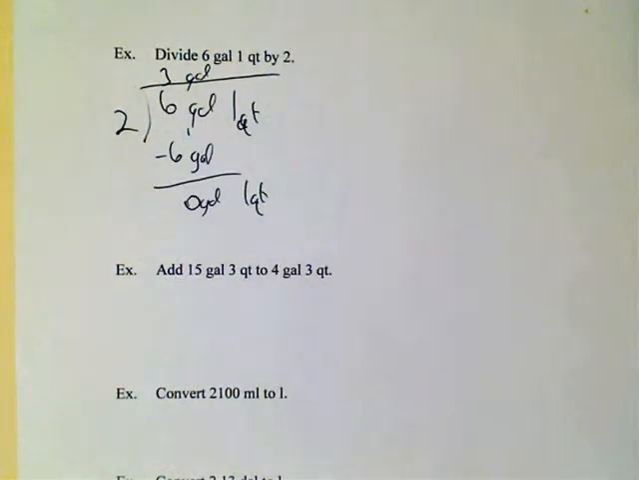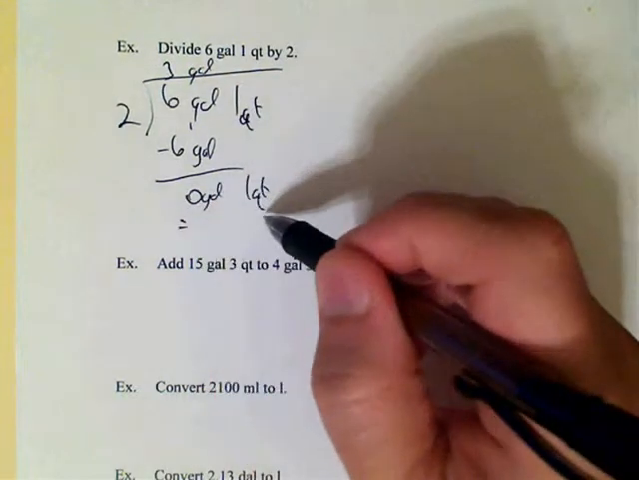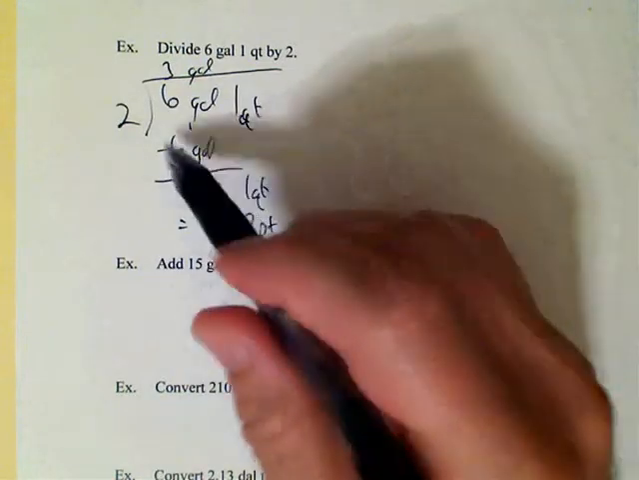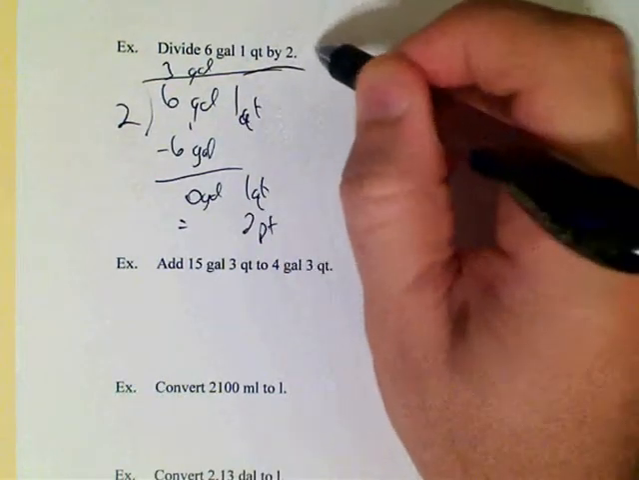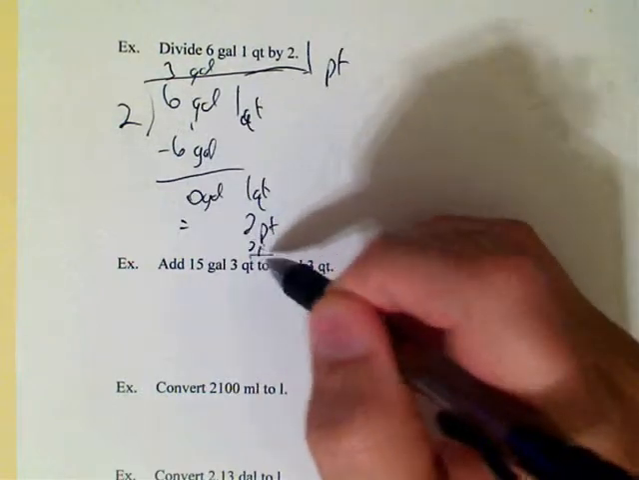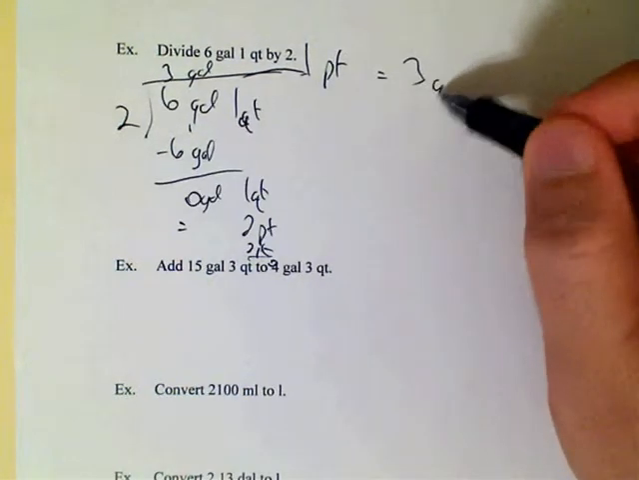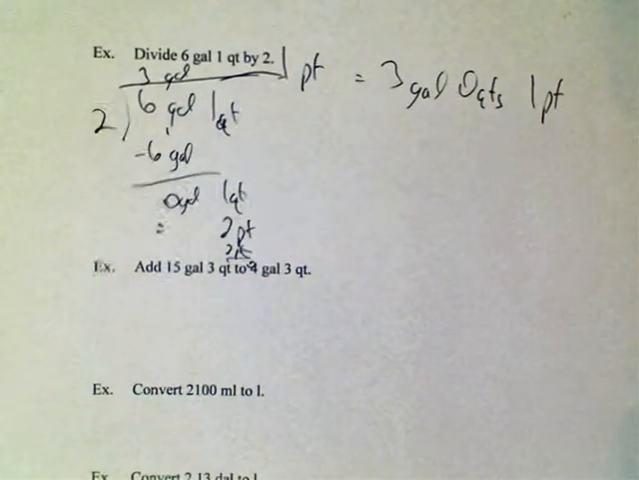And so we've got to use what we know. We know that 1 quart is equal to 2 pints. So we're going to rewrite the 1 quart and make it equal to 2 pints. Now will 2 divide into 2 pints? The answer is yes. It goes 1 pint. 1 pint times 2 is 2 pints. Leaves 0. So one way to write the answer is 3 gallons, 0 quarts, and 1 pint. So be aware of that.